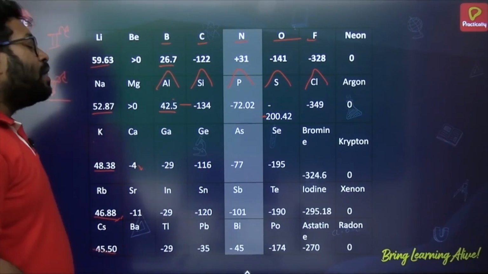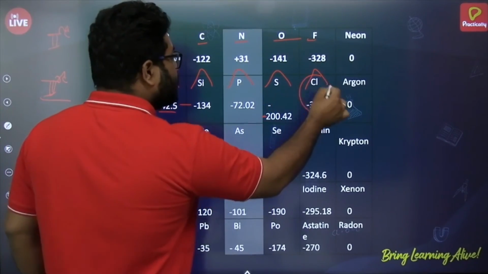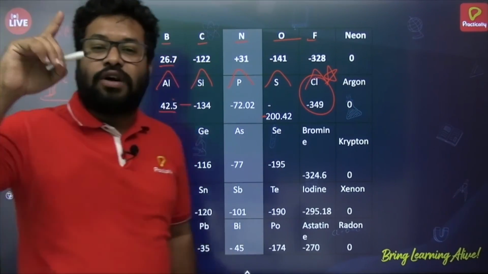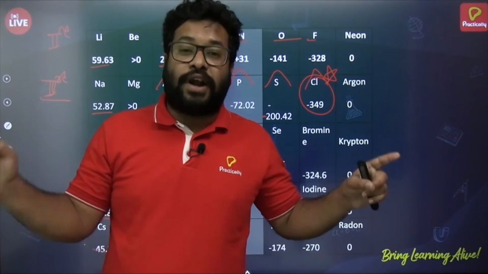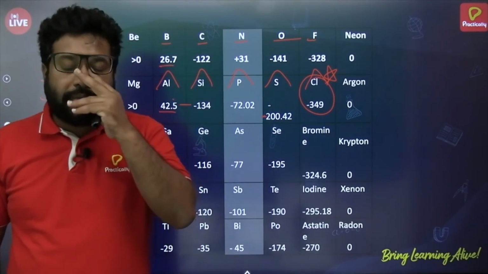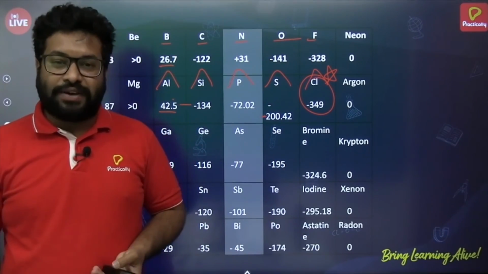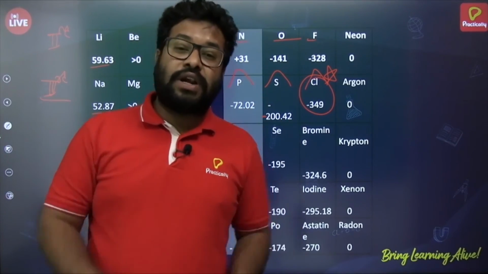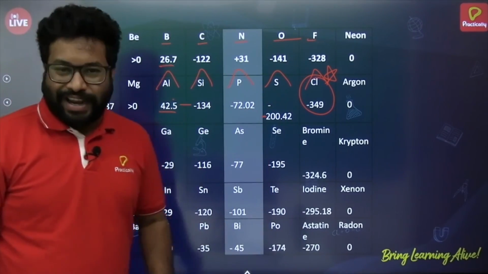That is why chlorine is the atom which has the highest electron gain enthalpy in the whole periodic table. Now that does not mean that chlorine is most electronegative. The most electronegative element is still fluorine, okay? But electron gain enthalpy is highest for chlorine, okay?